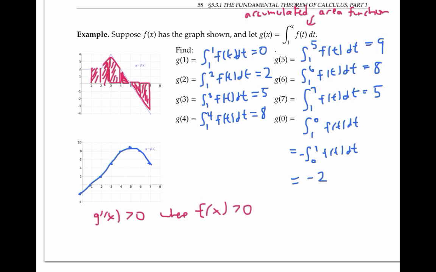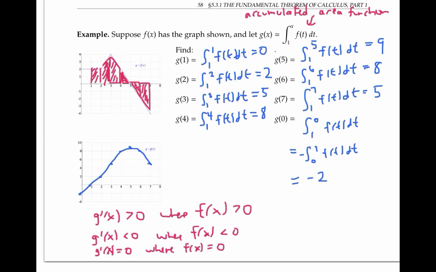Also, g prime of x is negative where g of x is decreasing. That happens when we're adding on negative area, because f of x is negative. So we can see that g prime of x is negative where f of x is negative. Also, g prime is 0 at this local maximum where f is 0. At that instant, we're not adding on any positive or negative area.